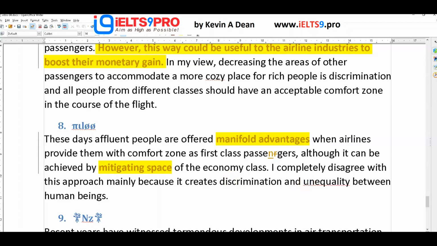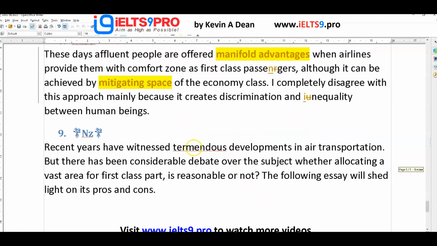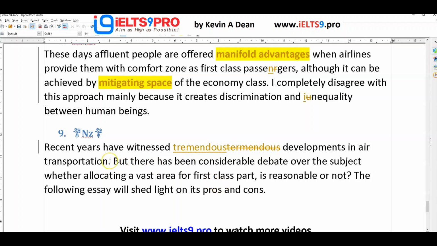Discrimination and inequality. Well, it doesn't, does it? It's not like you're an Arab, you can't sit here. How's it discrimination? It's a business. Dear me. Okay. Recent years have witnessed. What does this have to do with the topic? What's this? Nothing to do with the topic.